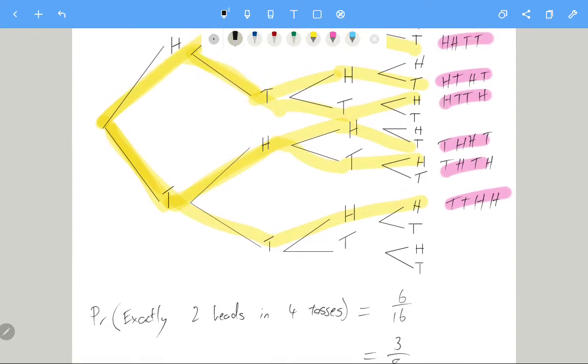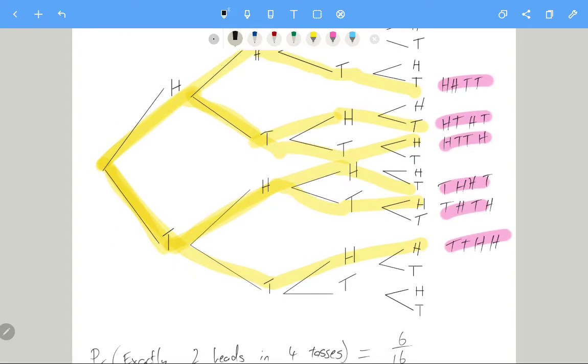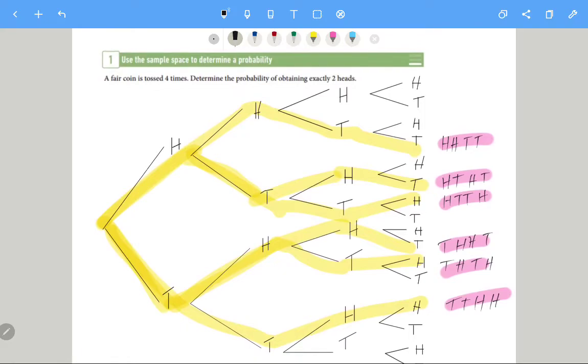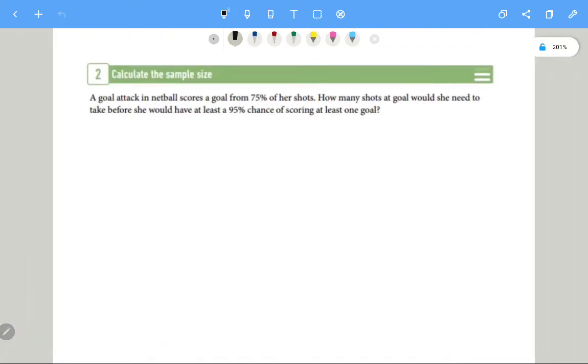Alrighty, so that's where every outcome has the exact same chance, a half and a half. How else can we deal with it when the probabilities are not so simple? So, a goal attack in netball scores a goal from 75% of her shots. How many shots at goal would she need to take before she'd have at least a 95% chance of scoring at least 1 goal?